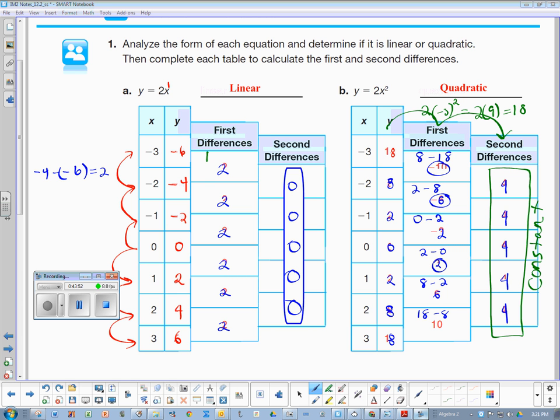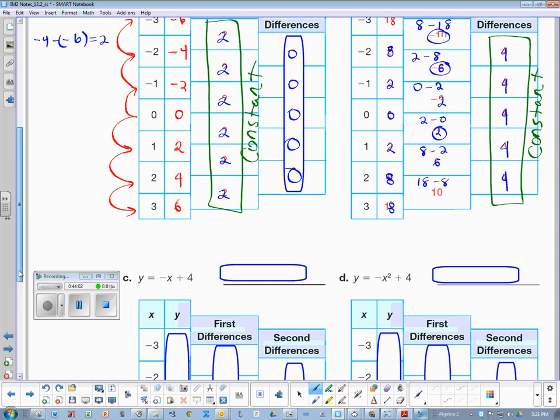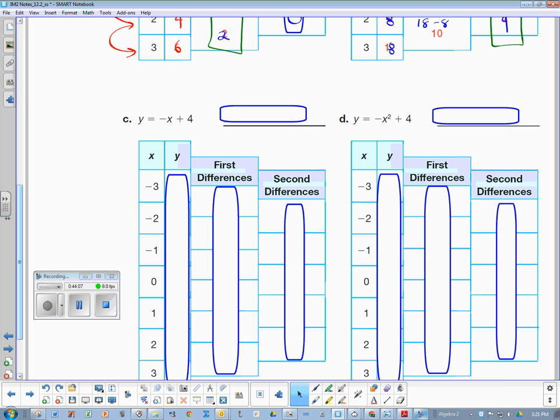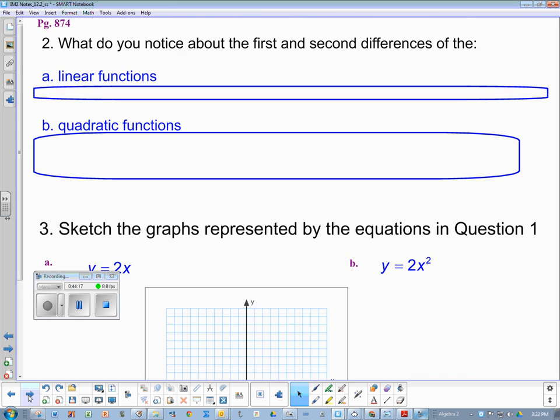And for a linear, the first differences are all constant. All right. I'm going to skip ahead, and I'm probably not going to do these. I will reveal these, though. Here's your linear, and for part D, that's going to be your quadratic. Easy enough. Okay. We pretty much answered these questions, and I might just ask these in the video.